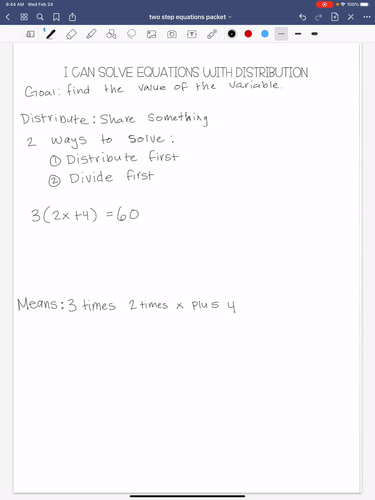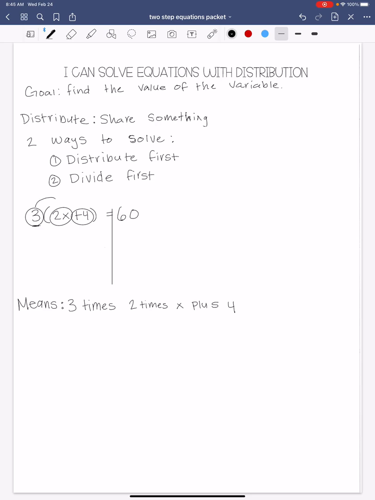When they're written in parentheses like this, that means we have to multiply this 3 times everything inside. So if we were going to distribute first, we would do the same thing we've been doing. We would draw our line, and we would distribute this 3 to every piece inside the parentheses. If you remember when we learned about the distributive property, we circled our terms with the sign in front of them. So we have 2x and plus 4. There's a whole bunch of different ways that you can distribute. I'm going to use the rainbow method because it seems to be easiest.